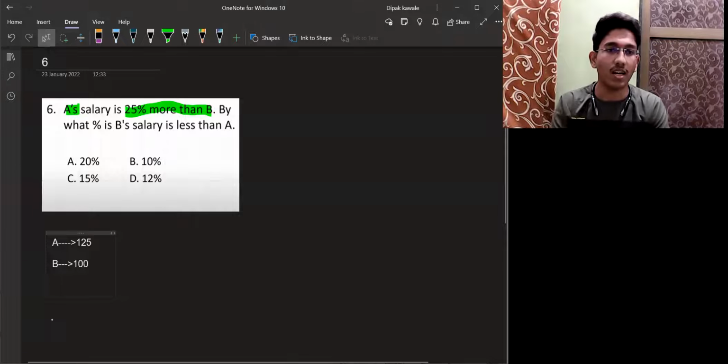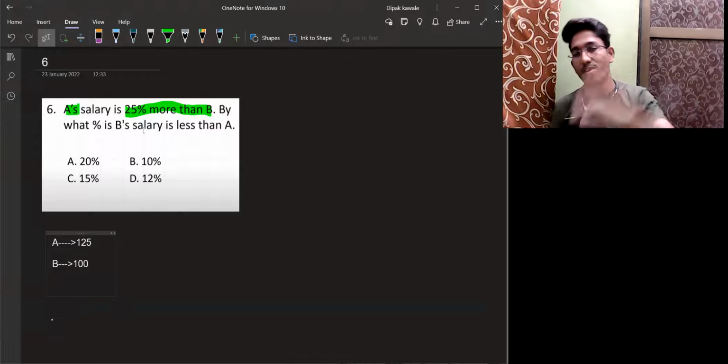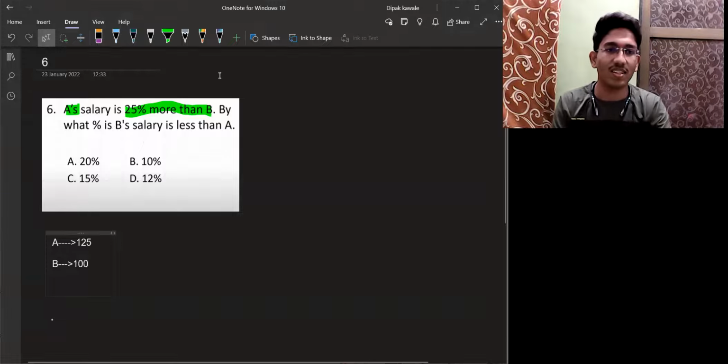Great. Now it is asking by what percentage B's salary is less than A. The question says A's salary is 25% more, but by what percentage is B's salary less than A? You will be like, sir, 25%, right? If the question says it is 25% more, then B will be 25% less only. No student, it's not like that. Sir, how? Look at the screen. They are asking the percentage by which B's salary is less than A. That means we have to compare B's and A's. They have a difference of 25.